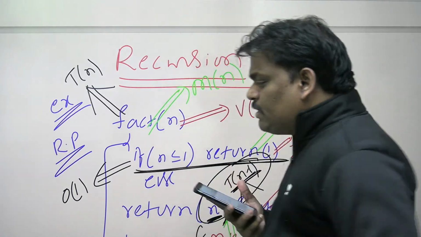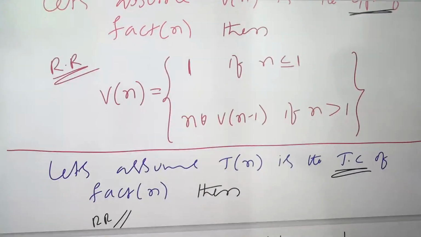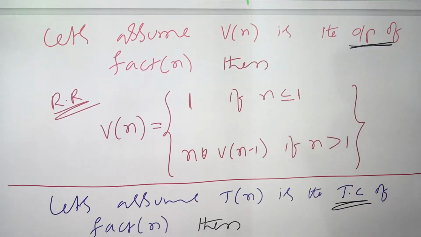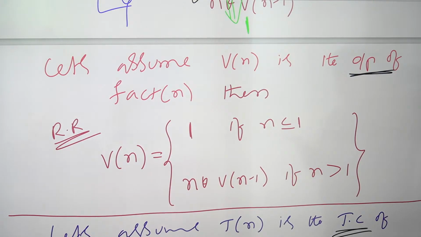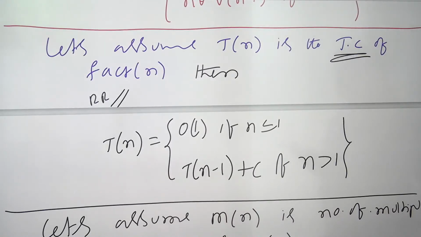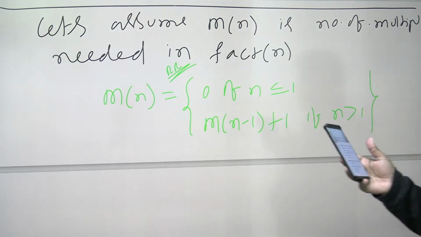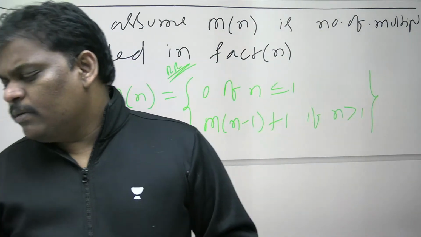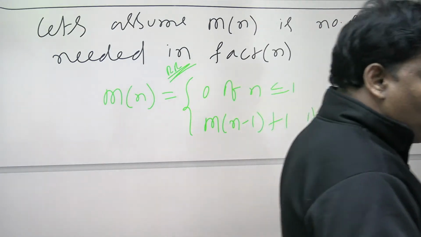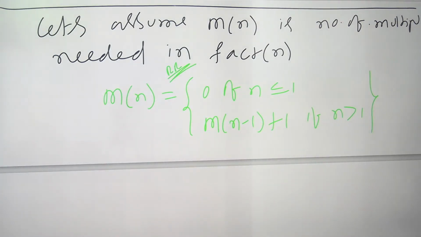Same. See, I did three things. Whatever model I followed, please follow the same way. Don't write whatever way you want. See, these are the first two. Let's assume V of n is the output of fact of n, then the recurrence relation is like this. Let's assume T of n is the time complexity of fact of n, then T of n is equal to this. Let's assume M of n is the number of multiplications needed in fact of n, then M of n is this. Whatever way I wrote, you should also write similarly. Don't write your own way. I want it in a similar fashion. Please, can you write once?